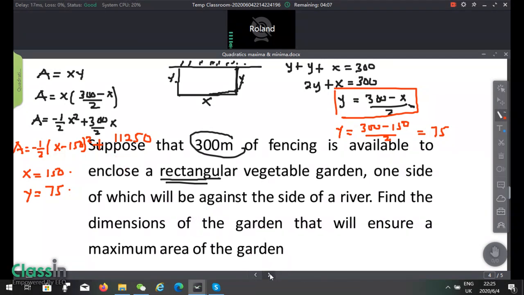Let's look at another example. So these are the dimensions. Dimension is x by y, and x is 150. So the dimension must be 150 meters by 75 meters. Okay, let's look at the last example.